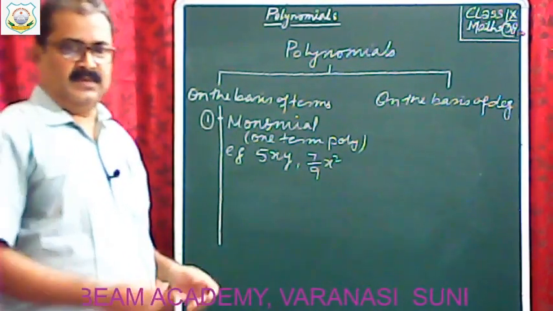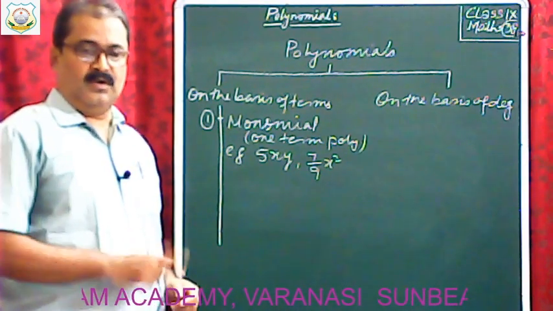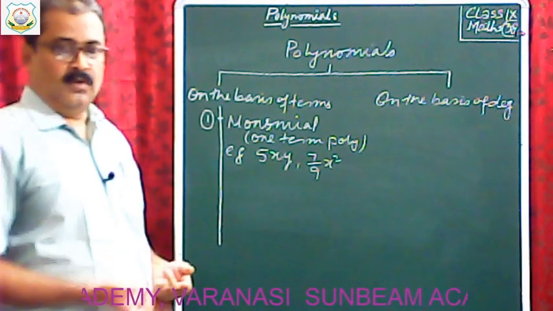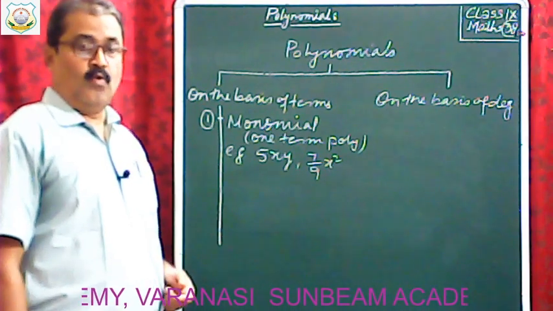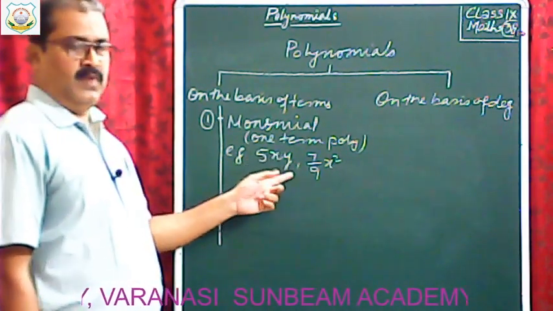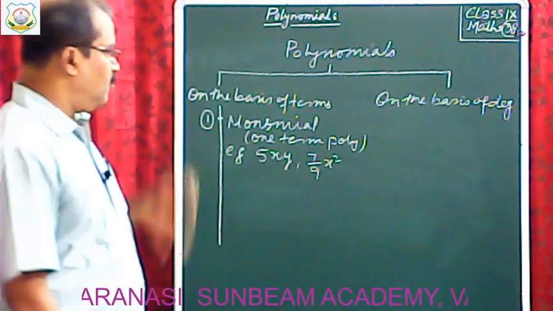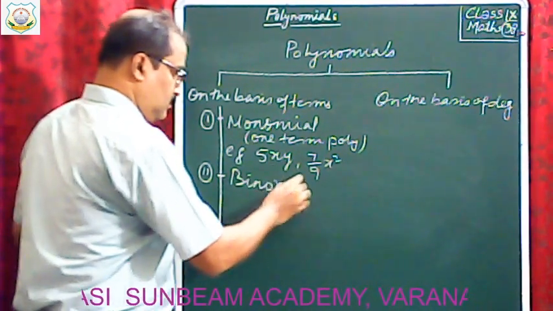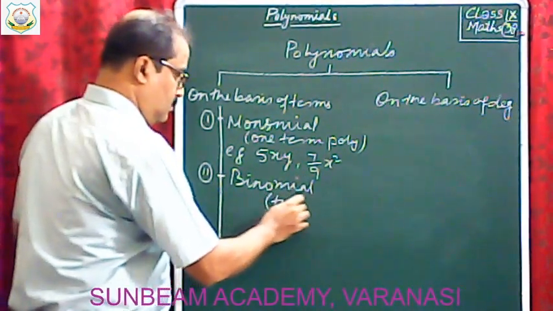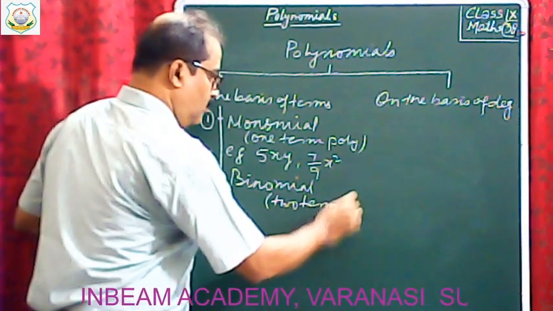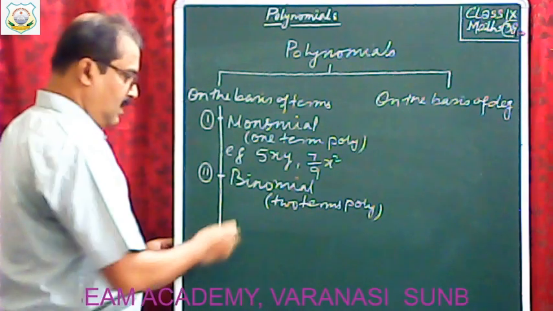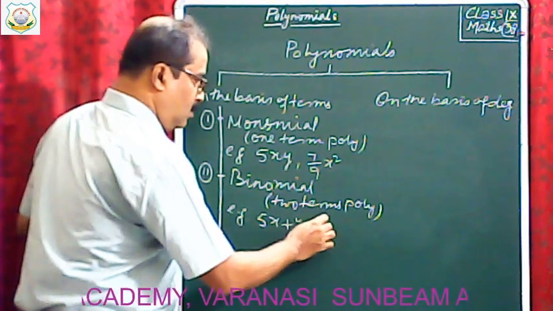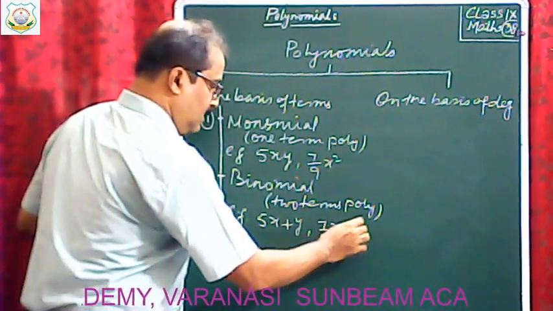When the variables are combined with multiplication or division, we have to count that as one term. 5 into x into y is a one term polynomial known as a monomial. Second, binomial, a two terms polynomial. For example, 5x plus y or 7 by 9x minus y, whatever.